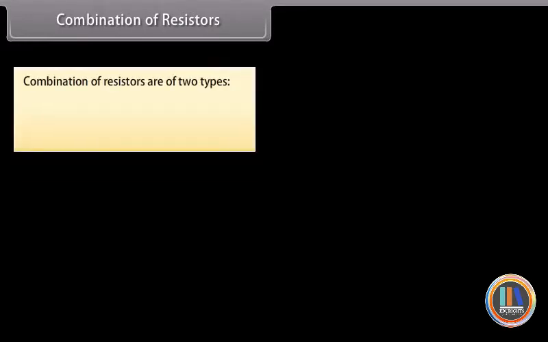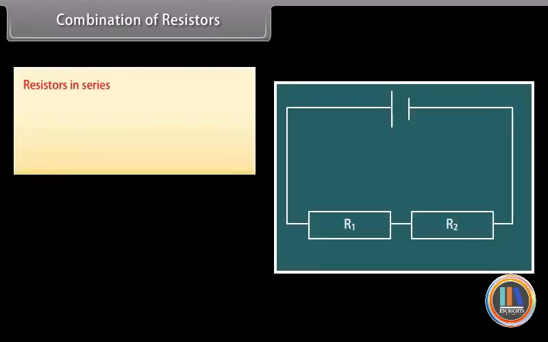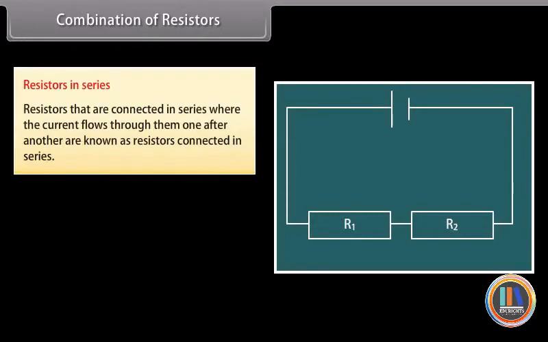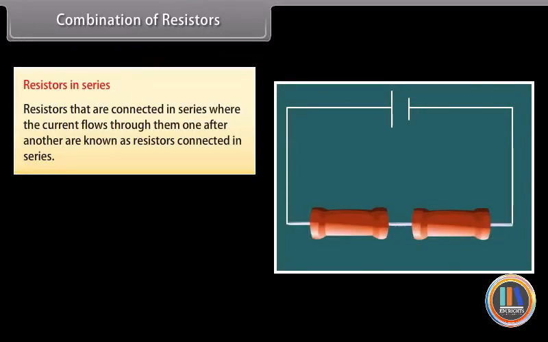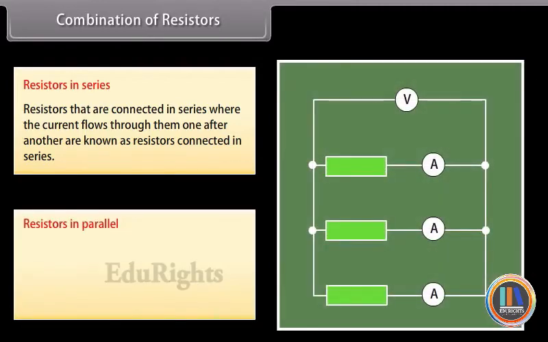Combination of resistors. Combinations of resistors are of two types. They are resistors in series and resistors in parallel. Resistors in series. Resistors that are connected in series, where the current flows through them one after another, are known as resistors in series. Here, the current depends on the applied voltage, the number of components, and the nature of components in the circuit.